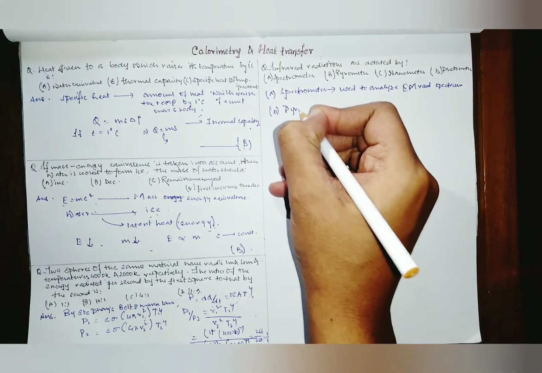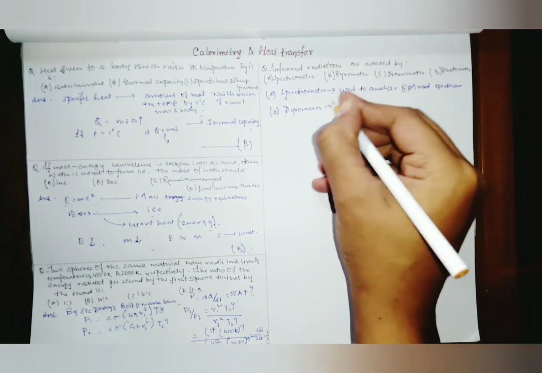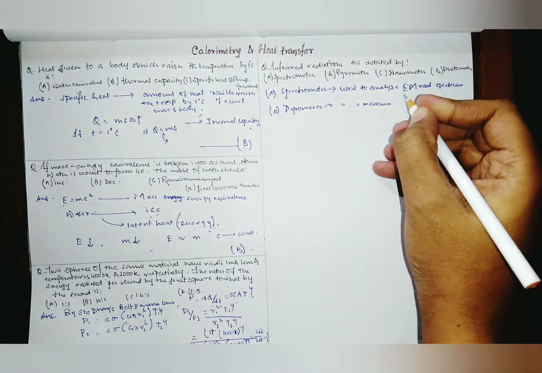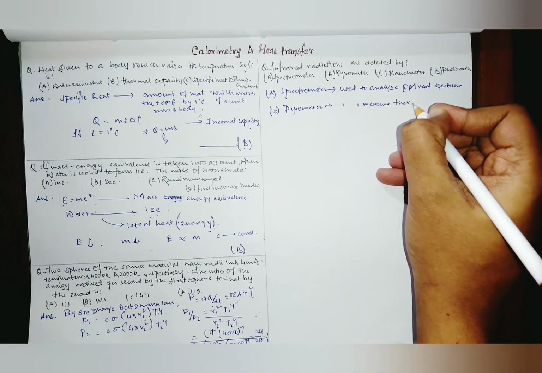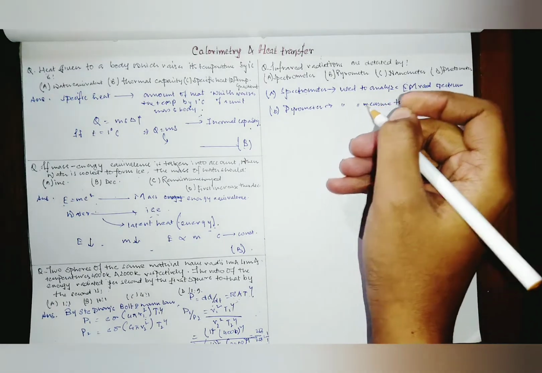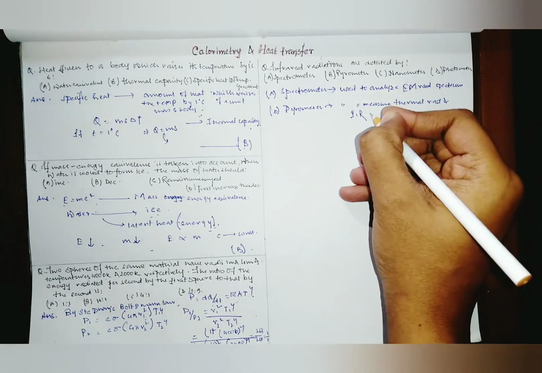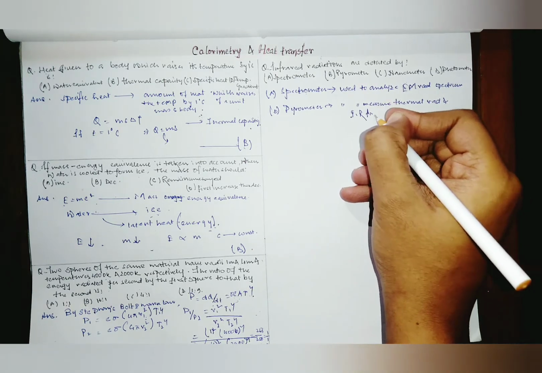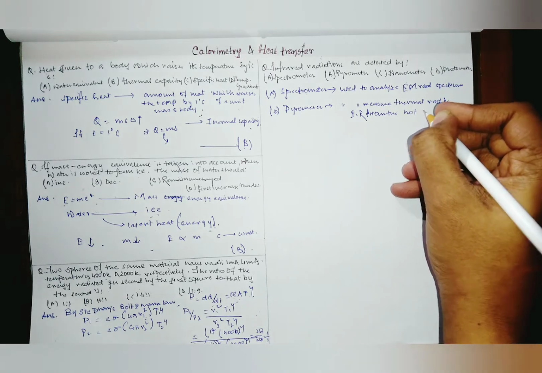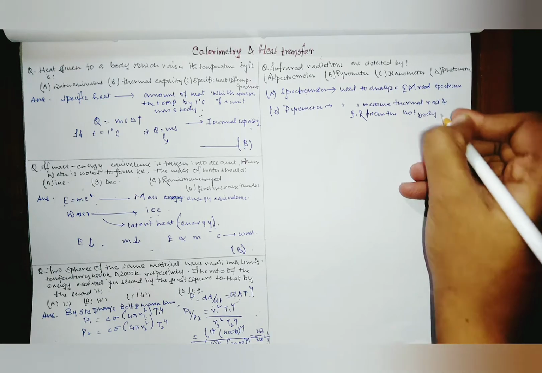B is pyrometer. What is pyrometer? Pyrometer is used to measure thermal radiations and infrared radiation from a hot body. Thermal radiation, or more specifically infrared radiation from the hot body. By now I think you have guessed what is the right answer, right?